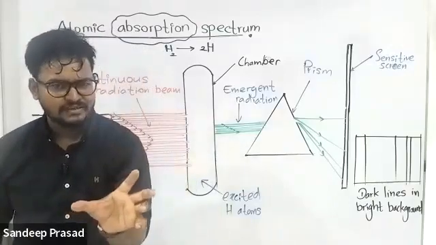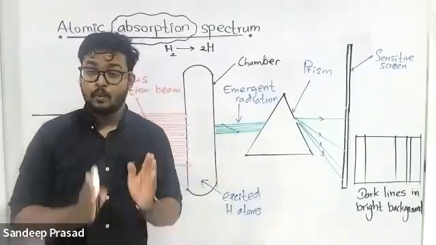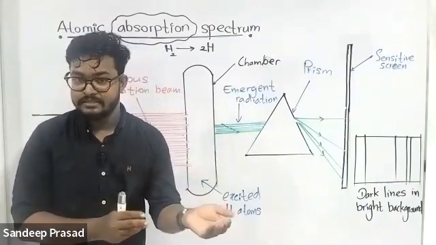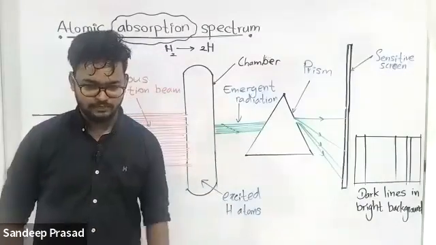What do these dark lines represent and what does this bright background represent? What do the dark lines mean and what does the bright background mean? What do you think? What is your opinion?